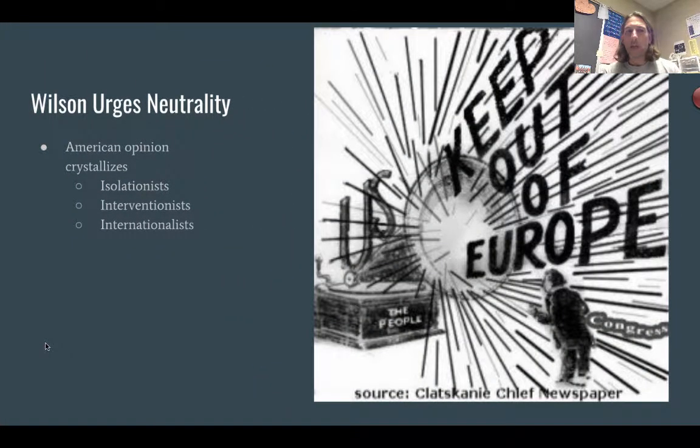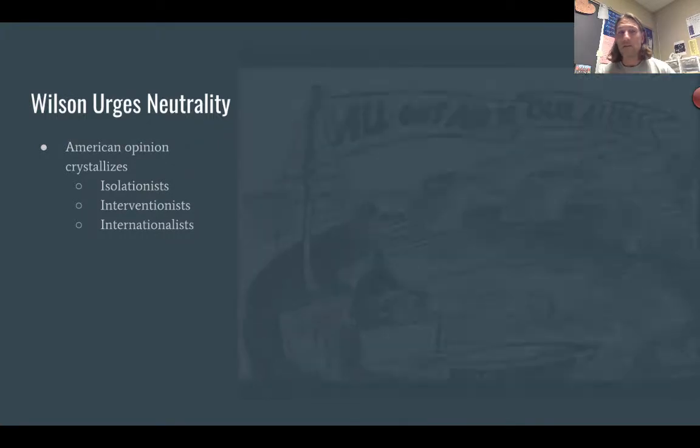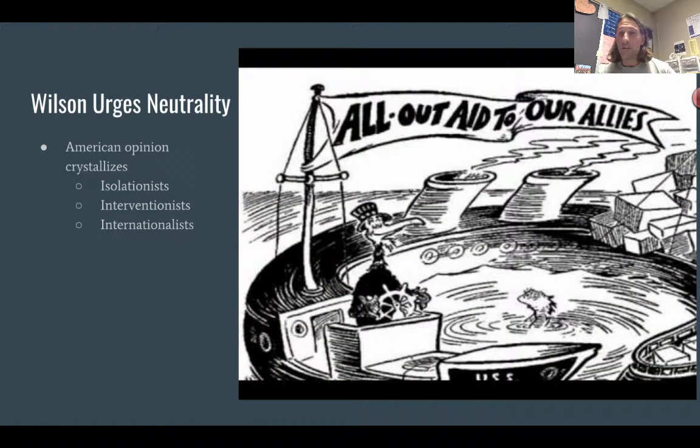So what you're going to see over time is American opinion is going to crystallize or harden, and you're going to get three very different groups. The one are isolationists, and you can see that in this cartoon. Keep out of Europe. No matter what, make sure that we don't get involved in Europe's business and affairs because it's bad for the United States. The second group are the interventionists, who believe that we have to help our allies, we have to be involved in the war, and we need to hurry up and get our military ready and get over there and get involved in the fighting.